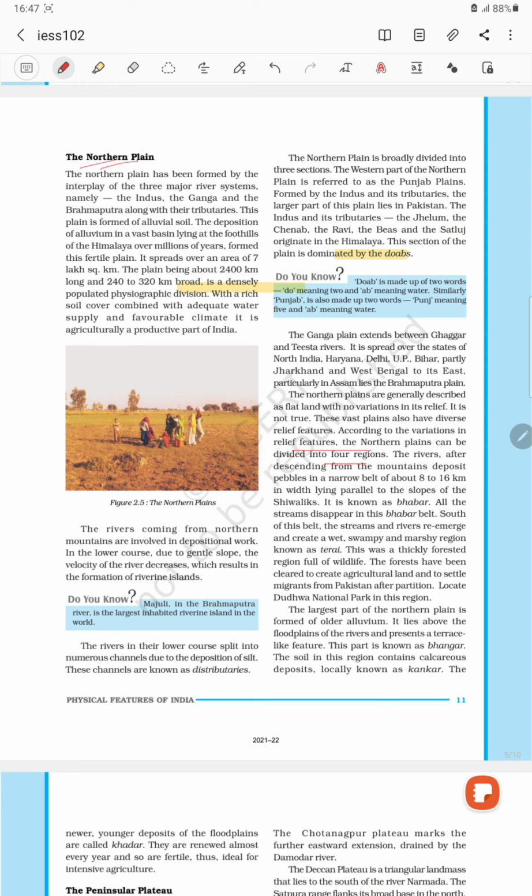The northern plain is formed by three major river systems. First is the Indus river system. Second, the Ganga river system, and third one is the Brahmaputra river system. So the northern plain is formed with the help of three major river systems and their tributaries.